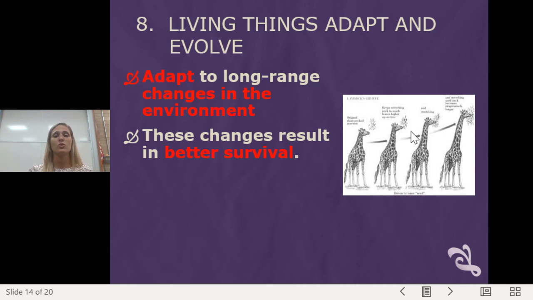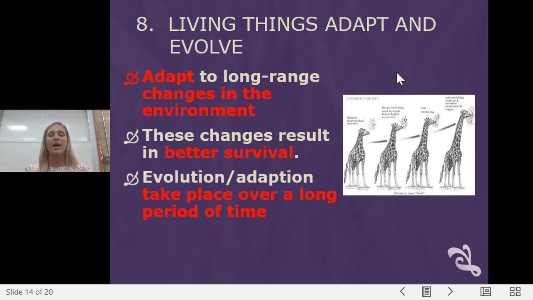So these changes result in better survival. This giraffe, if he stays with a short neck and there's no leaves for him to eat, will starve and he will die. He won't be able to pass on his genetic code. So as the organism adapts, as the tree leaves continue to get higher, the neck becomes longer and longer, so that it reaches a point where that giraffe can then easily reach the food source and survive.